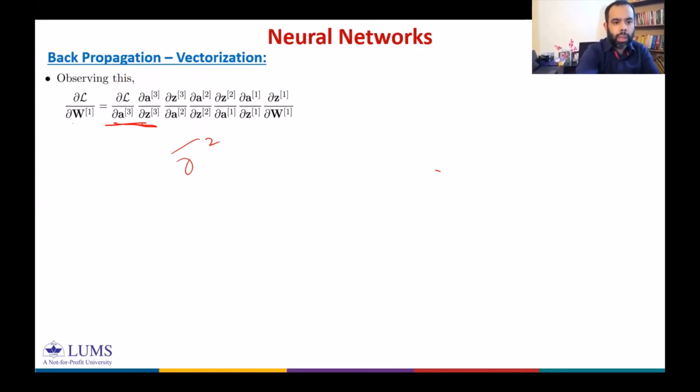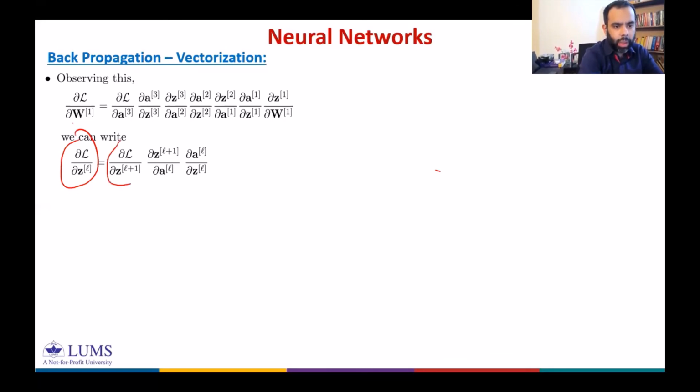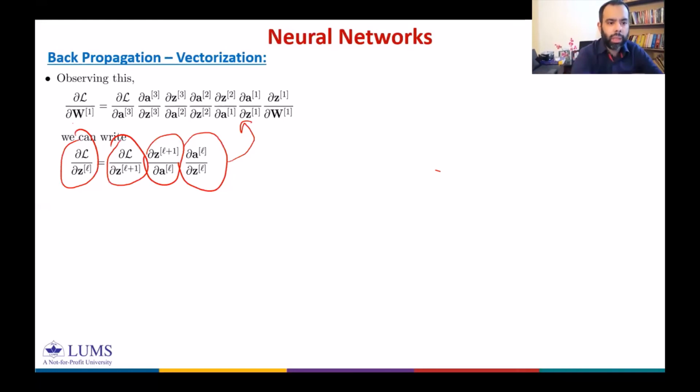So observing this, I can relate the loss function derivative with respect to Z^l in every layer in this form. The partial derivative of the loss function with respect to Z^l would be equal to the partial derivative with respect to Z^(l+1), times the derivative of Z^(l+1) with respect to A^l, times the derivative of A^l with respect to Z^l. And if you observe this relationship, you can see that it is exhibited by the equation above.